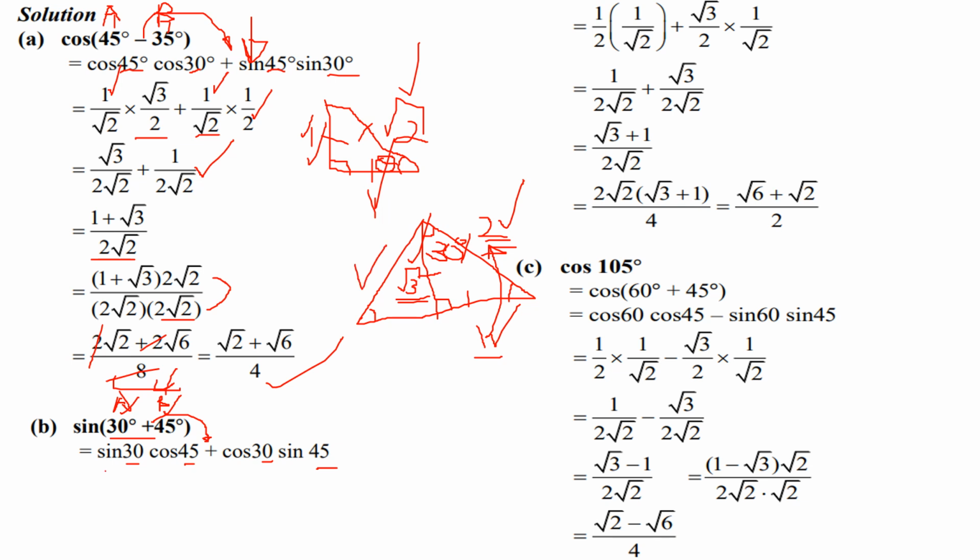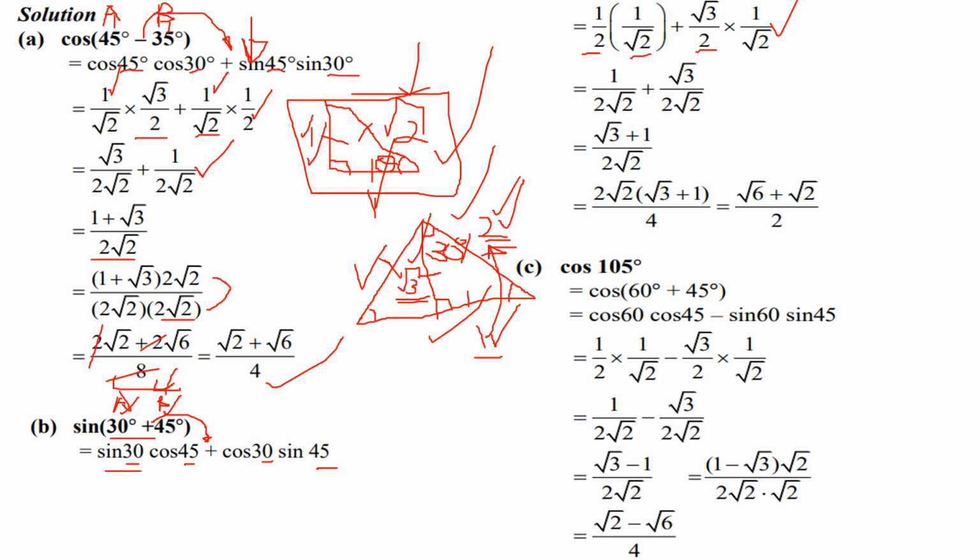So you find that sin 30 according to this triangle is going to be 1 over 2. Then cos 45 according to this triangle is going to be 1 over root 2, just like I've explained in the previous part, which is part A. Then plus cos 30 is going to be root 3 divided by 2 according to this triangle, because adjacent is root 3 and hypotenuse is 2. Then multiplied by sin of 45, which is going to be 1 divided by root 2. 45 is got by this right angle triangle. I hope you understood how it works.